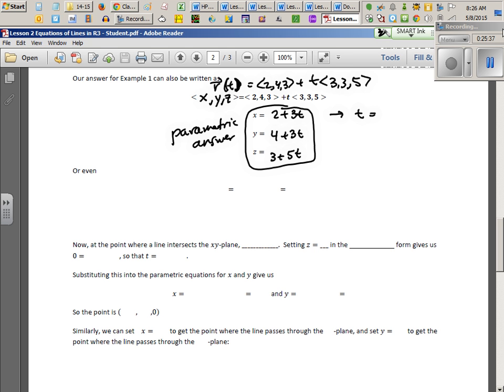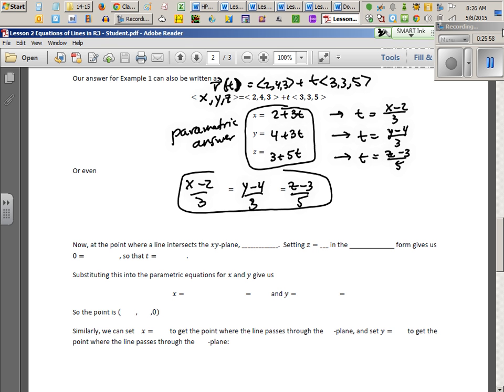If you isolate t in the first equation, you get x minus 2 over 3. If you isolate t in the second equation, you get y minus 4 over 3. And in the third, you get z minus 3 over 5. In other words, you can write x minus 2 over 3 equals y minus 4 over 3 equals z minus 3 over 5. And this is your symmetric form.